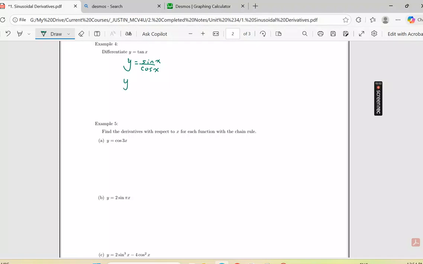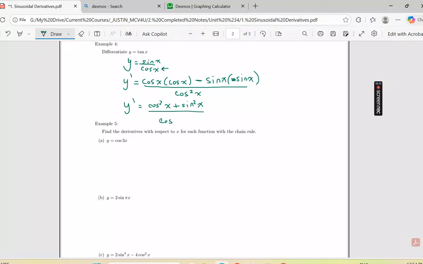Okay, so using our quotient rule, the derivative of sine x, which is just the top, will give me cos x times the bottom, which is just cos x, minus copy of the top, so sine x, and then the derivative of the bottom, or the denominator, is negative sine x, close brackets, over the denominator squared. Okay, now simplifying the top, I get cos squared x plus sine squared x, because two negatives give you a positive, over cos squared x.